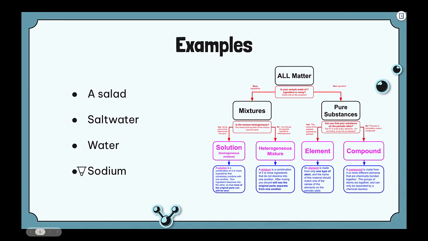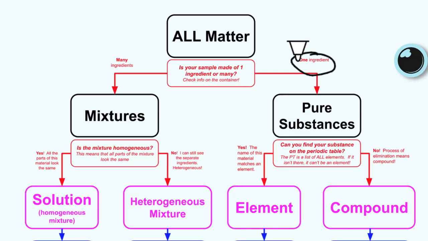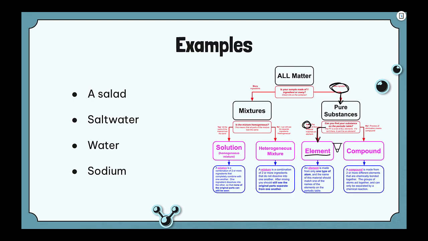Last but not least, we have sodium. Again, the description implies that the only ingredient is the sodium thing that's here. That means one ingredient, which again means we're dealing with a pure substance. Can you find it on the periodic table? In this case, the answer to that question is yes, meaning we follow the path down here, and sodium must be a type of element.